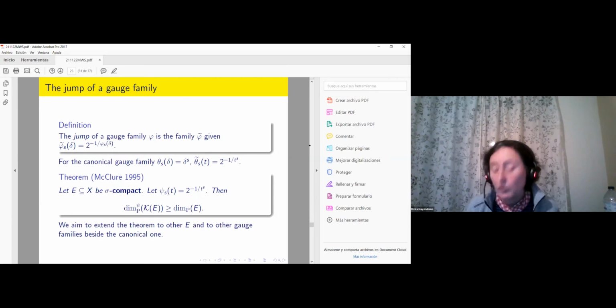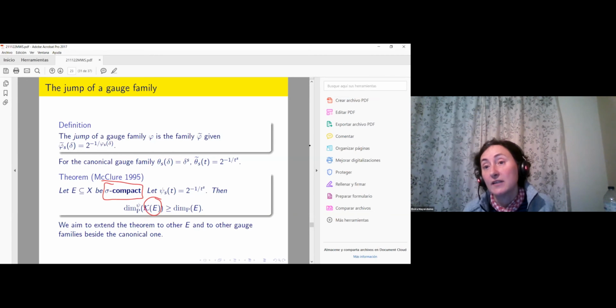So what we want to do is extend this result from sigma compact to other sets, as general as we can. And our new tool is this point to set principle. You can now look at, for instance, the dimension of the hyperspace as the effective dimension of the hyperspace relative to a certain oracle. Be aware that, of course, in the hyperspace, we are using a different metric and also a different gauge function.